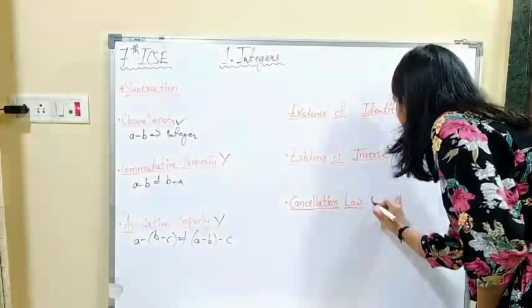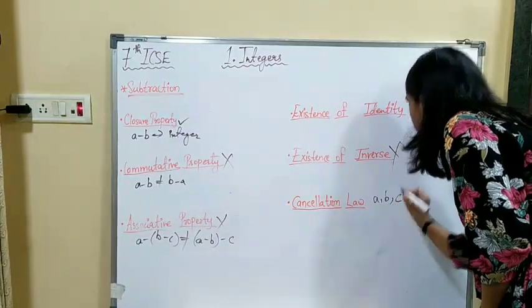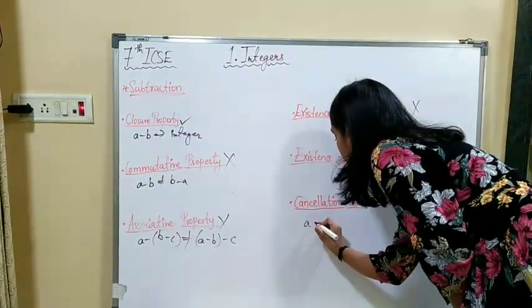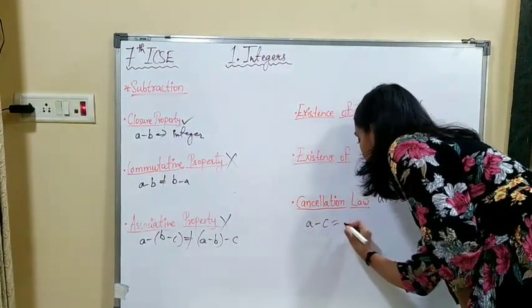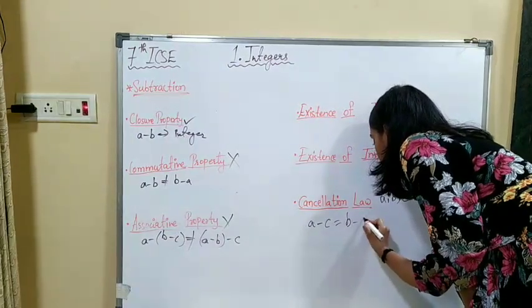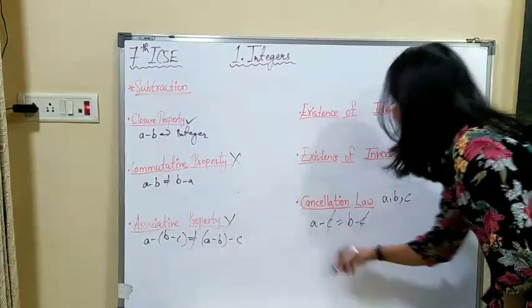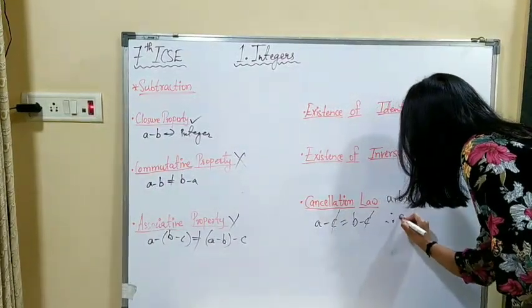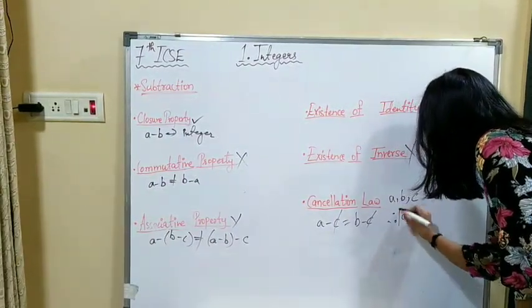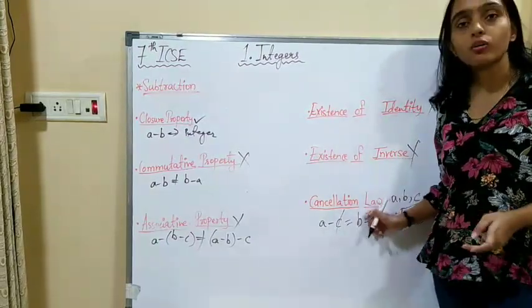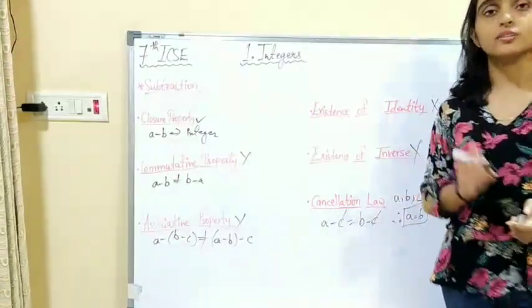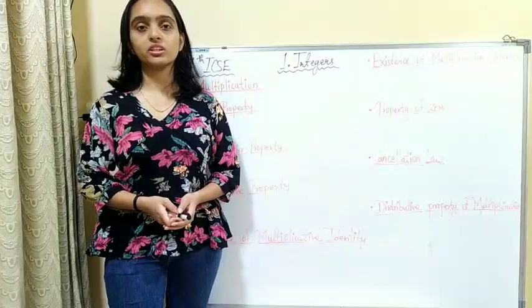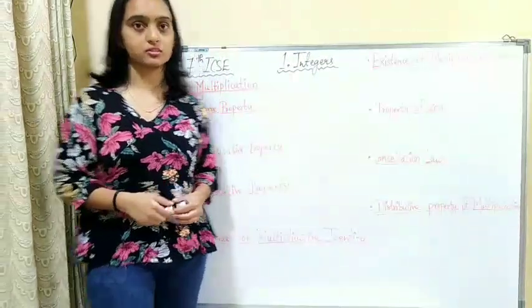If you have any three integers, say A, B and C, and A minus C is equal to B minus C, then you can cancel C from both sides to get A equals B. That is, the cancellation law for subtraction of integers holds. Now we will see properties of multiplication of integers.